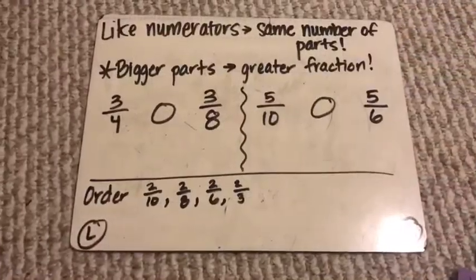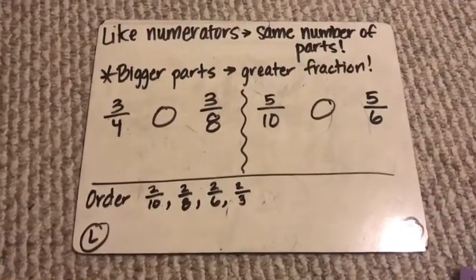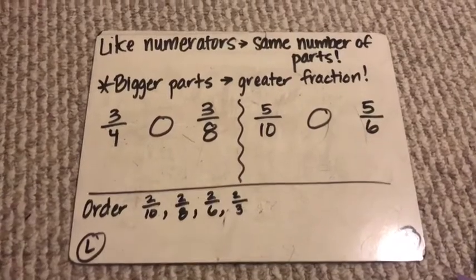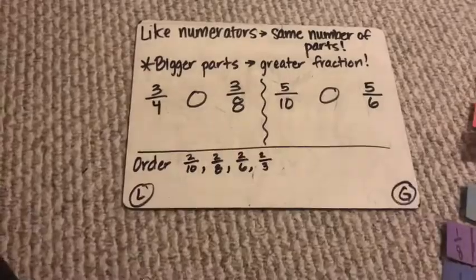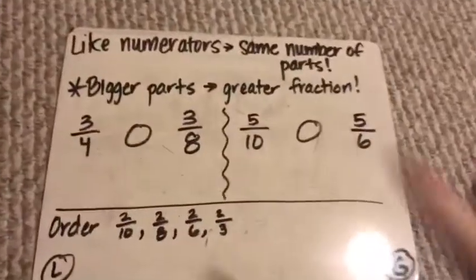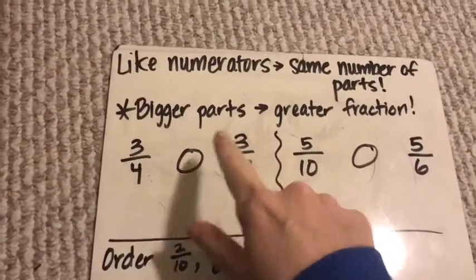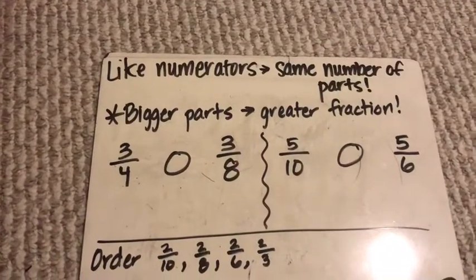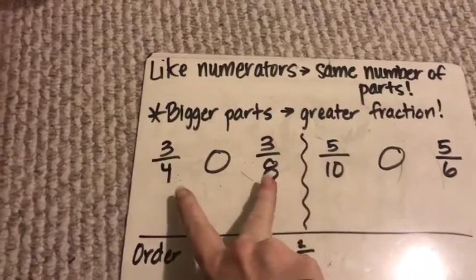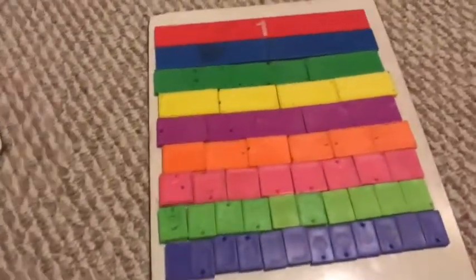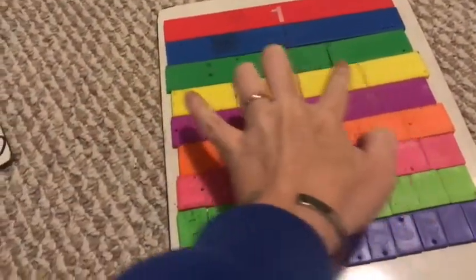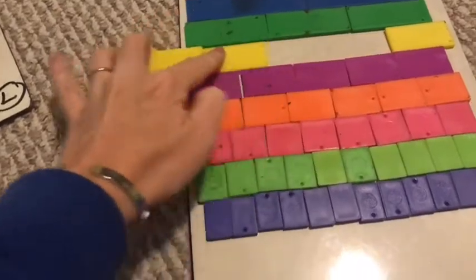Okay, so here we go. We're going to talk about like numerators first. I have 2 examples, and then we'll do one where we're ordering using like numerators. So the cool thing to remember about like numerators is that if you have like numerators, that means that you have the same number of parts. I'm just going to build these 2 so you can see 3/4. So first I need to find my fourths, 4 equal parts. These are my fourths, and I need 3 of them.